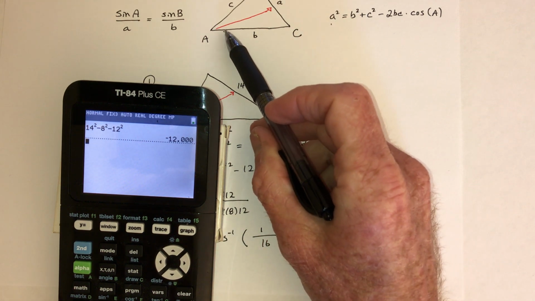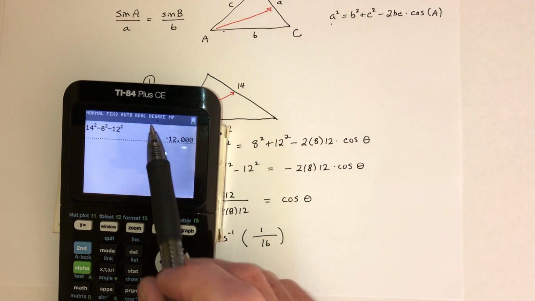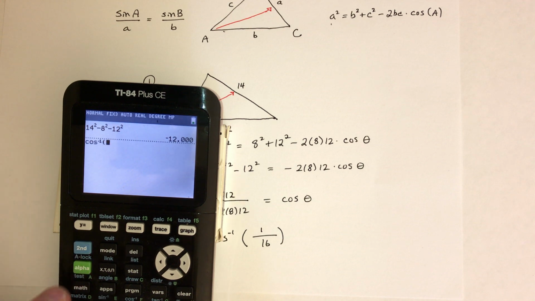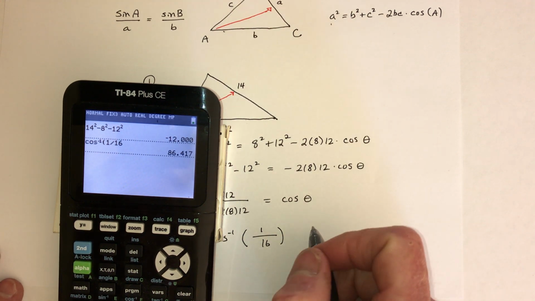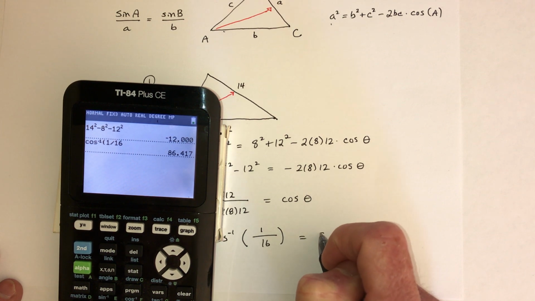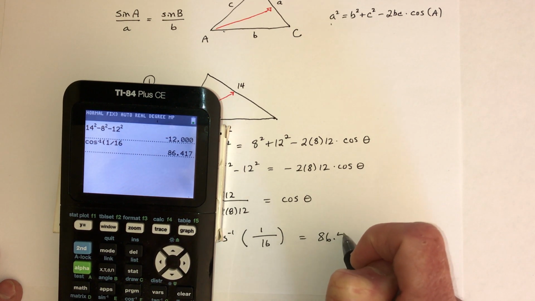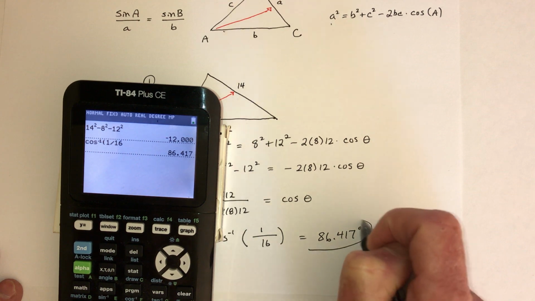In here, I want the angle to be in degrees, so the calculator is in degrees, and find cosine inverse of 1/16. And yes, that is possible, that it's 86.417 degrees.